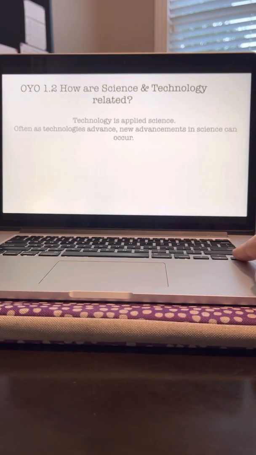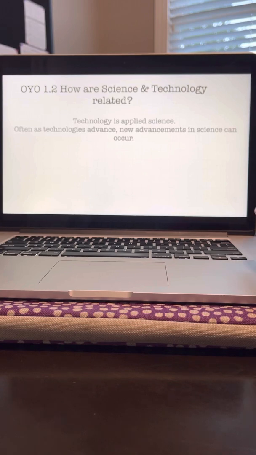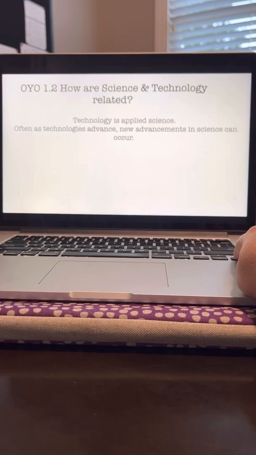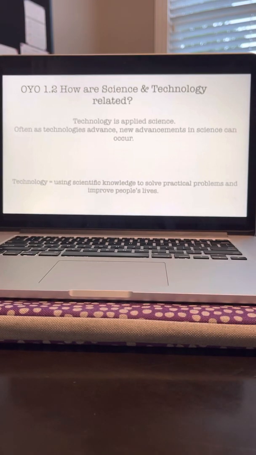Back to the book. On your own, 1.2. How are science and technology related? Technology is applied science. Often as technologies advance, new advancements in science can occur. And basically, technology is using scientific knowledge to solve practical problems and improve people's lives.